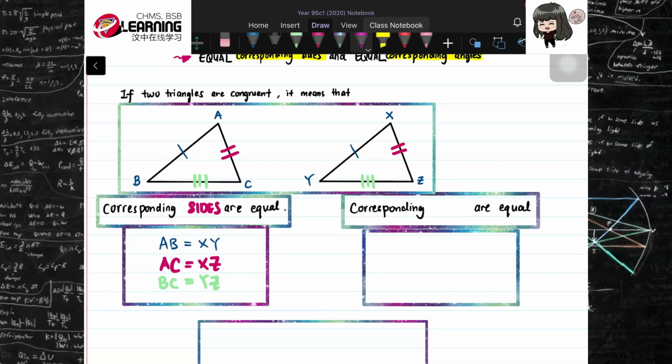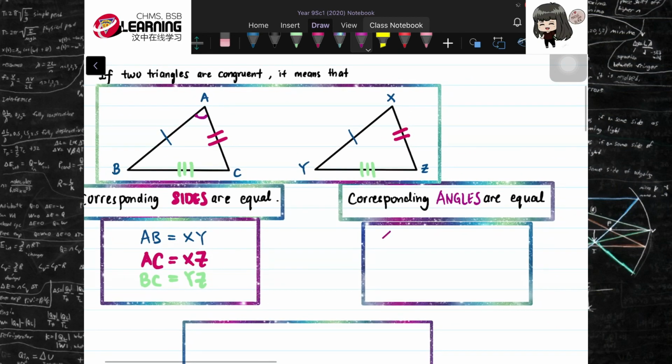So corresponding angles must be the same, must be equal. Corresponding sides, corresponding angles, exactly the same, so they are called congruent. Corresponding angles as in, we have an angle here. This angle BAC, we write it this way, angle BAC. And the corresponding angle is over here, which is angle YXZ. So angle BAC, corresponding angle YXZ, both equal.